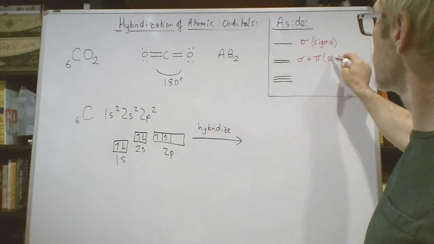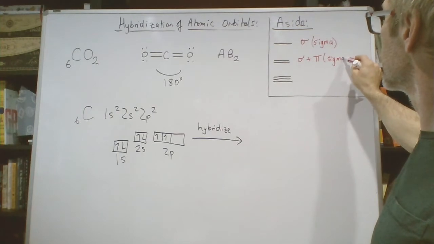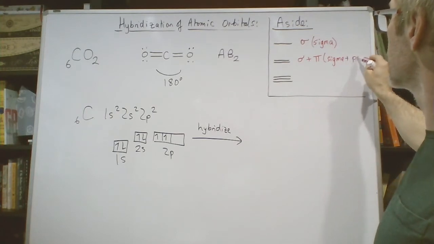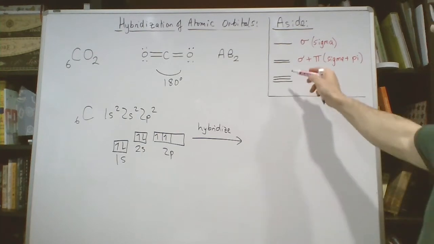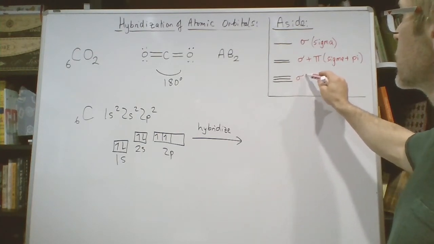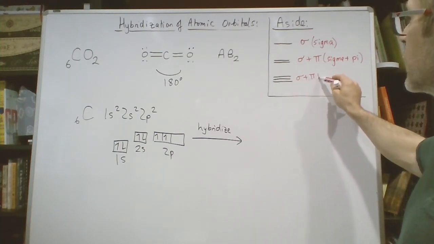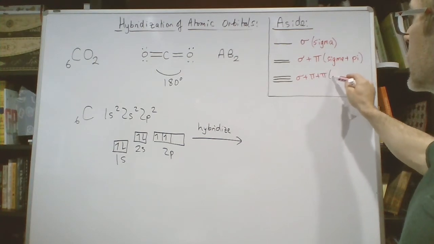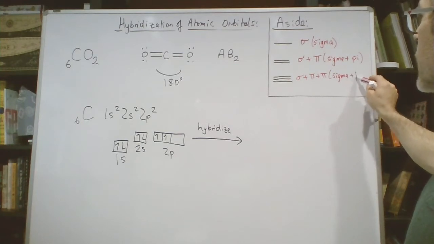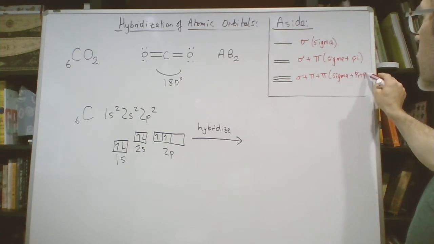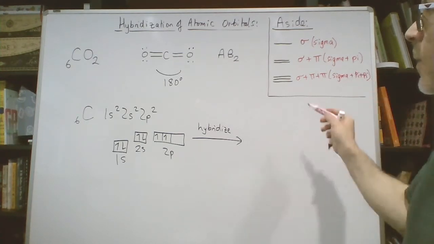So we'll say sigma plus a pi, where we're using the Greek letters S and P. And a triple bond, we're going to say, is a sigma plus a pi plus a pi. So sigma plus pi plus pi. Okay, so keep that in mind.